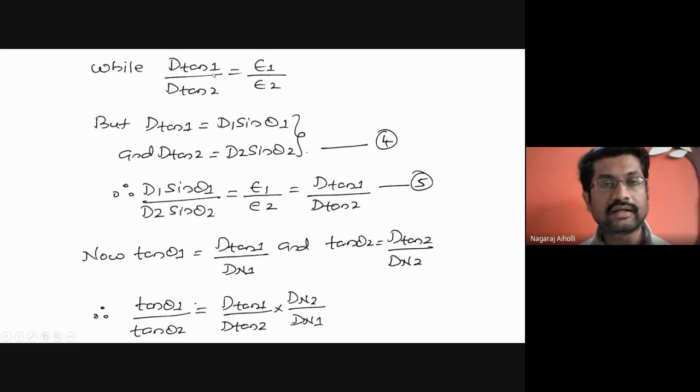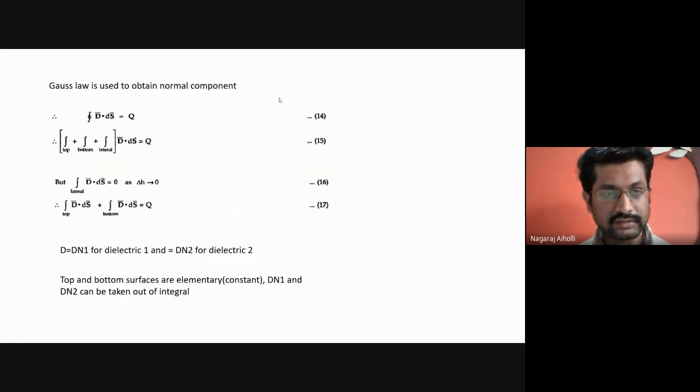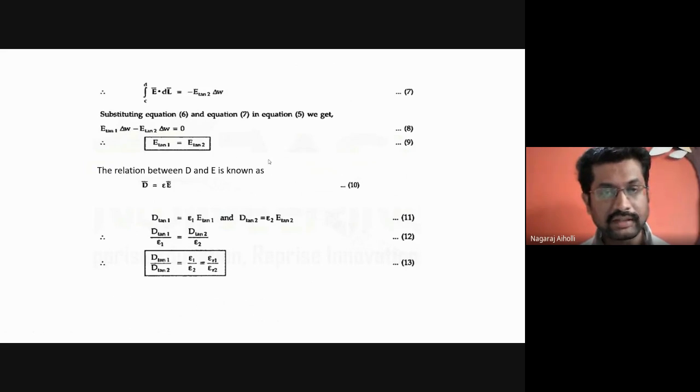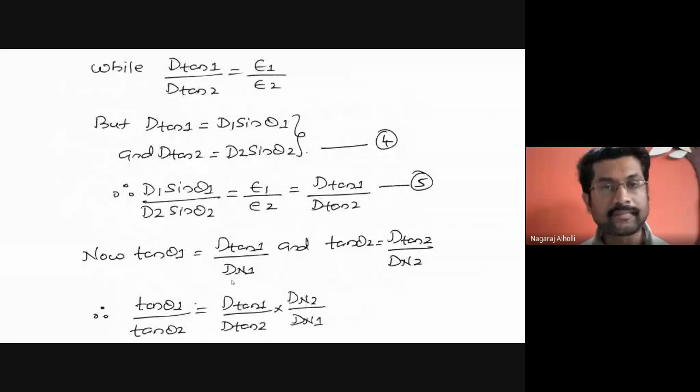Next, let us use the derivation Dtan1 by Dtan2 is equal to epsilon 1 by epsilon 2. This also we have derived in our previous derivation. Dtan1 by Dtan2 is equal to epsilon 1 by epsilon 2, that is equal to epsilon r1 by epsilon r2. Yes, let us make use of that.